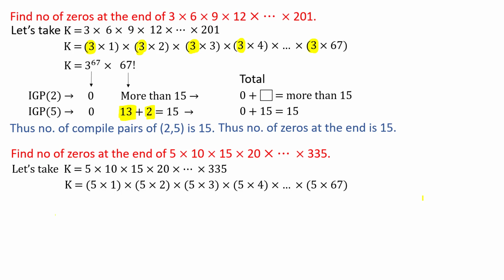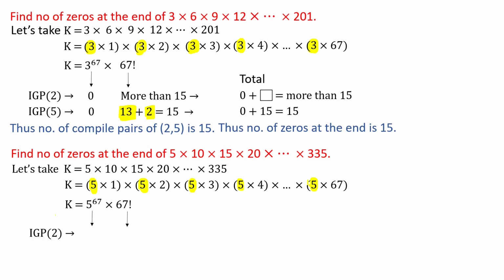In every bracket the first number is 5, so let's multiply the first number of every bracket. A total of 67 brackets are there, so the multiplication of these 67 5s is 5 to the power 67. So the value of k is nothing but 5 to the power 67 into the remaining terms, 1 into 2 into 3 into 4 into till 67. The remaining terms represent 67 factorial. So k is equivalent to 5 to the power 67 into 67 factorial.